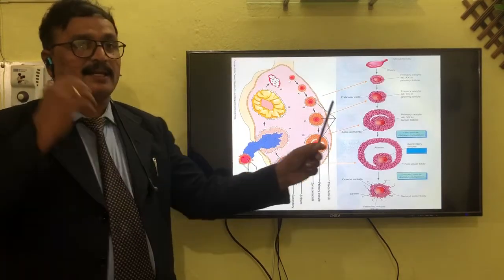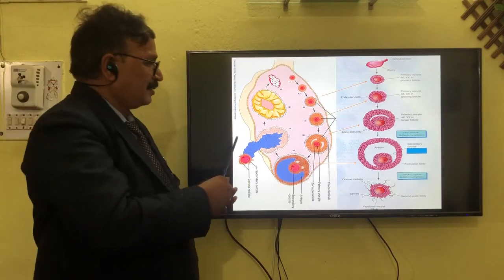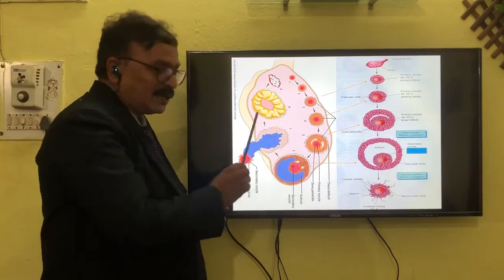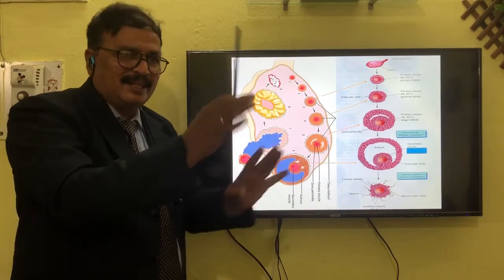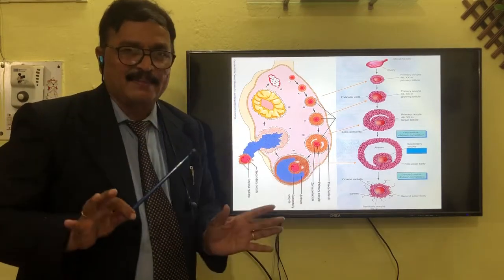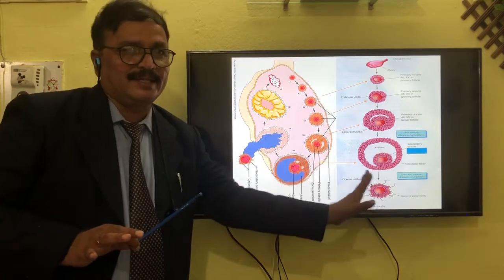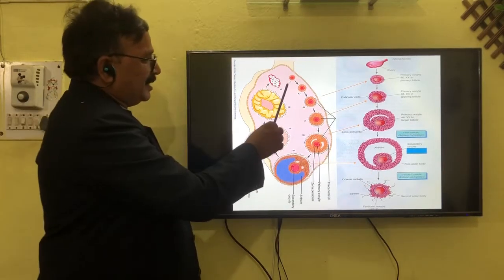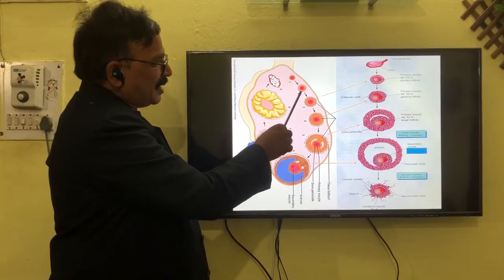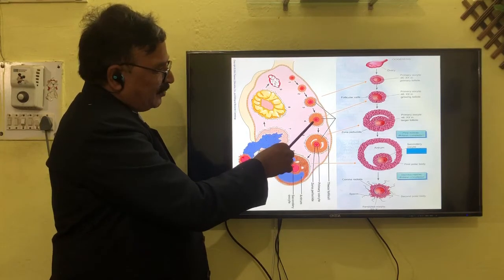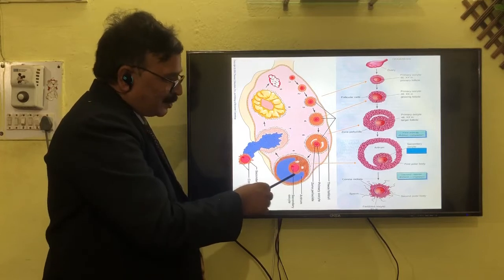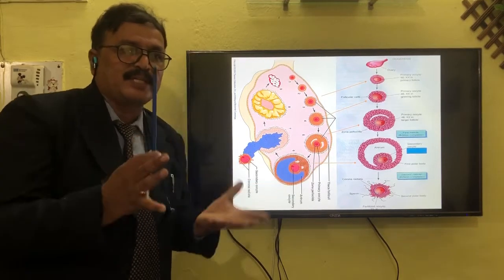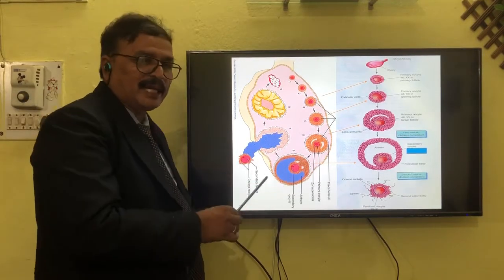Now, this is another picture showing the ovary with different follicles arranged in an order. In the previous picture, all the follicles are arranged randomly, but here you can see an orderly arrangement. This is the primordial follicle, primary follicles, secondary follicle, then tertiary follicle. This is also a tertiary follicle, which is a mature tertiary follicle, also known as a Graafian follicle.